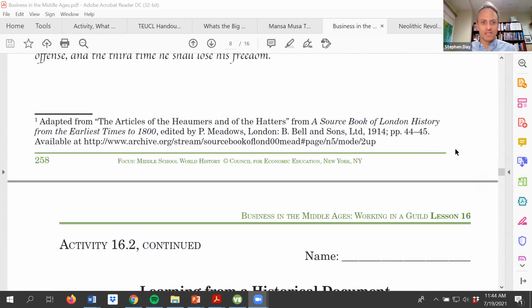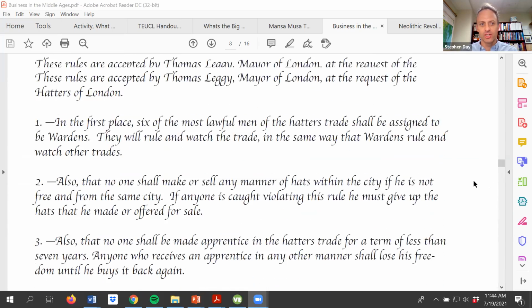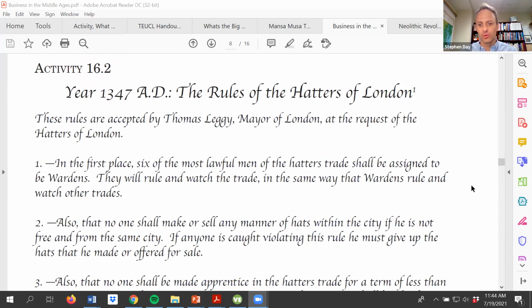Okay, so this is adapted from the articles of the Hoymers and the Hatters from the source book of London history. They made a choice here to adapt the language. And if you're doing inquiry work, I know a lot of times, if you want to be a bit more of a purist, you actually have the direct language that's not excerpted. So I think this is excerpted, but they decided to make it more readable for the kids. But it is very close to being a pure primary source.